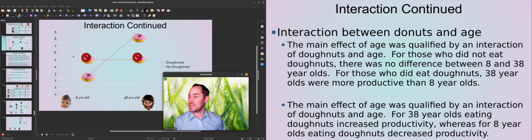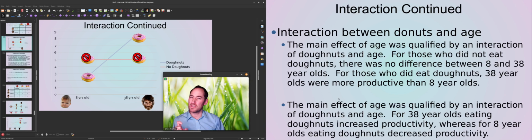But here is the graph again. So this is the interaction graph, and essentially we're spelling this out. So the main effect of age was qualified by an interaction of donuts and age. So now we start describing the interaction. For those who did not eat donuts, there was no difference between 8 and 38-year-olds. That's what we see right here, right? There's no difference at this point. But for those who did eat donuts, 38-year-olds were more productive than 8-year-olds. So 38-year-olds did the absolute best. So that's one way to describe this interaction.